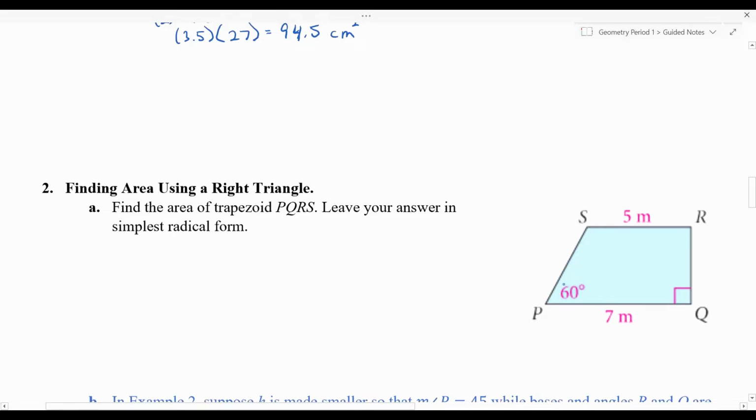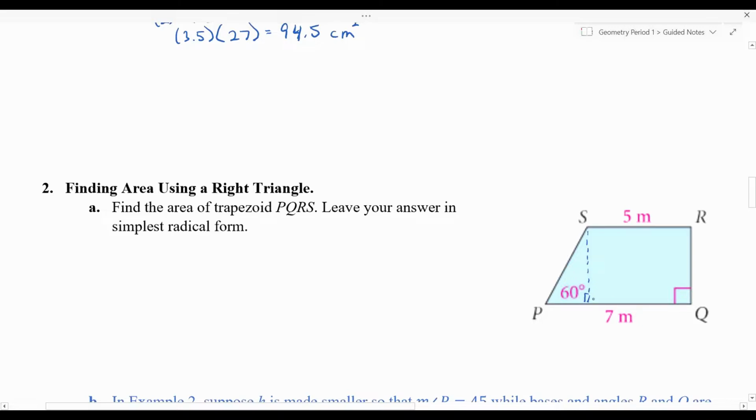So we're trying to determine our height. We don't have a height. We don't know how far that is. We don't know the altitude. So what we're going to do is draw it out. We're going to have to make a segment from point S right here to our base, from one base to the other. So we go from this vertex S down to PQ, so it makes a 90-degree angle. So we're going to do that, something like so.